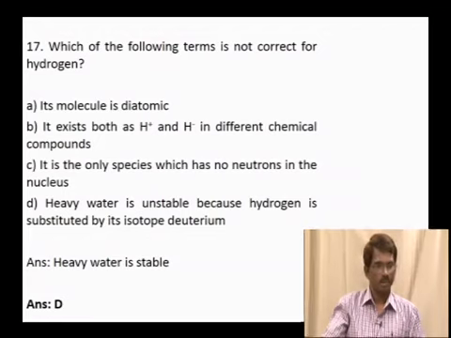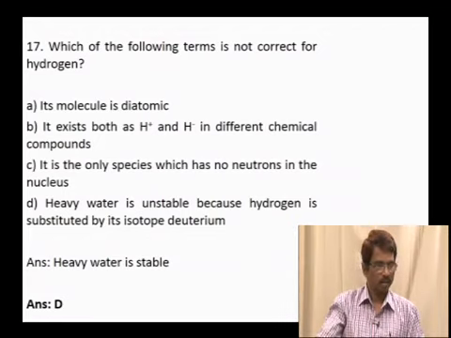Its molecule is diatomic, which is very much a correct statement, because the formula of hydrogen is normally H2. It exists both as H plus and H minus ion in different chemical compounds. Definitely that is also a valid point. It is the only species which has no neutrons in the nucleus, that is protium or 1H1 has 0 neutrons in its nucleus.